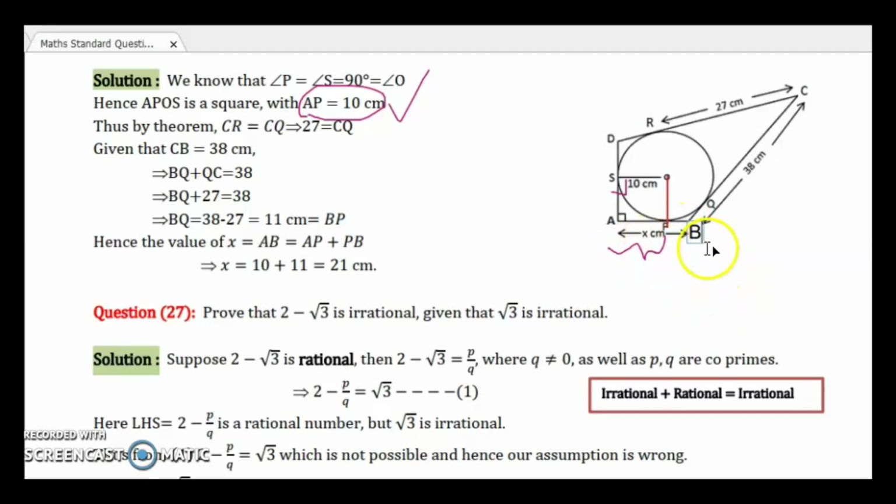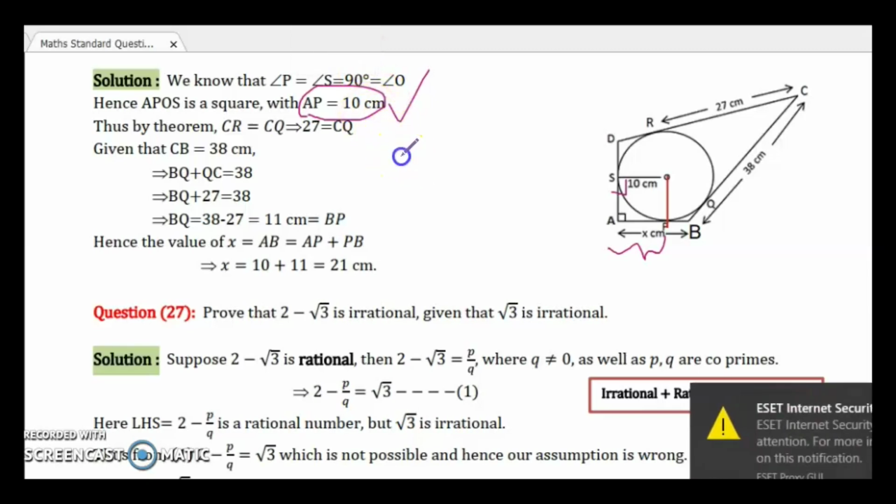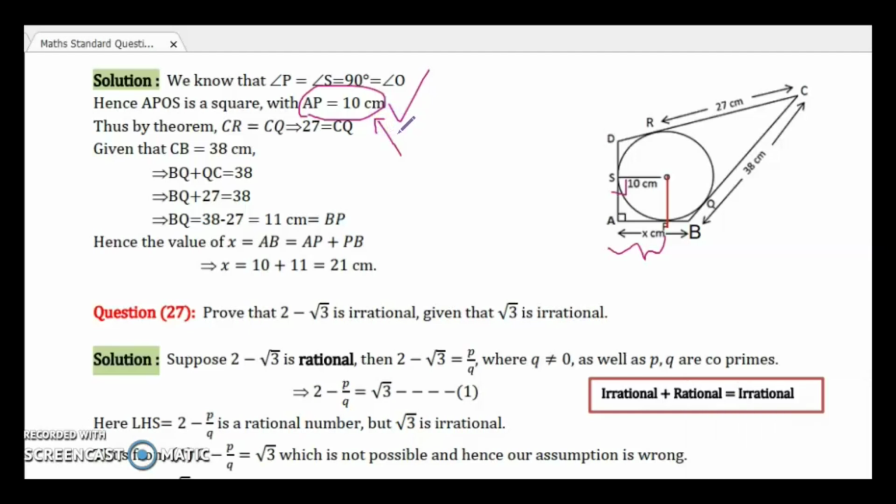One is AP, another one is PB, right? Therefore, already with reference to the problem, we got the answer of AP here, right? Okay, now it is enough to find only the other quantity PB. Now, based on the given observation, we have to work out our problem. Therefore, come on, see here.